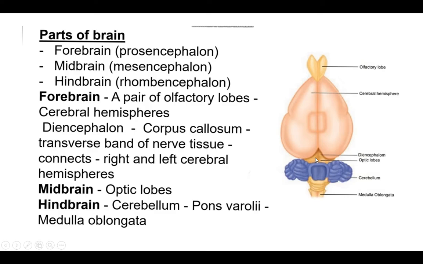Okay, and then coming to the midbrain, it has got optic lobes. You can notice here, this is the area, optic lobes, this area only is midbrain. And then hindbrain is made up of cerebellum, pons, as well as medulla oblongata. All this comes under the hindbrain. So forebrain: olfactory lobes, then cerebral hemisphere, and then diencephalon. Then midbrain made up of optic lobes. Then hindbrain is made up of what? Cerebellum, pons varoli, and medulla oblongata. These are the three parts of brain.